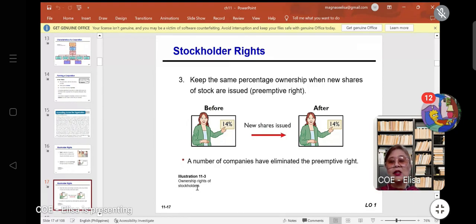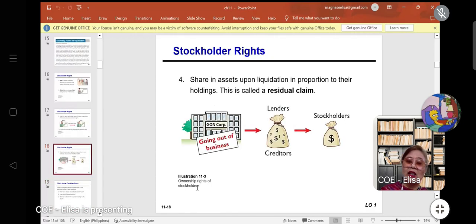So everyone has the right to retain their share of ownership. The only time the shares can be sold to others is if a member declines. So the preemptive right is the right to retain one's shares. However, because it limits the issuance of new capitalization, a number of companies have eliminated preemptive rights. So it now depends on the corporation whether they will exercise it.